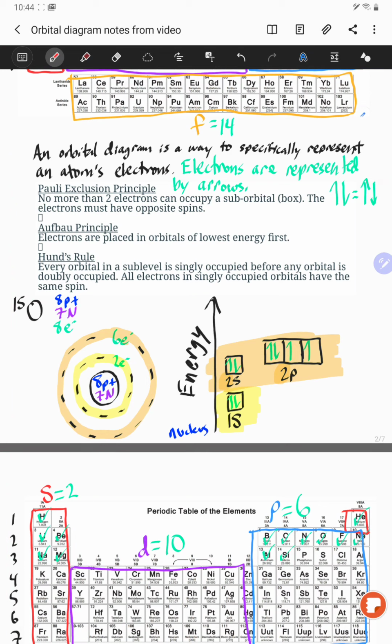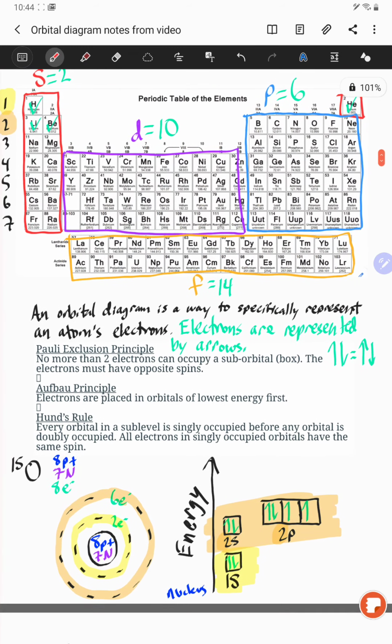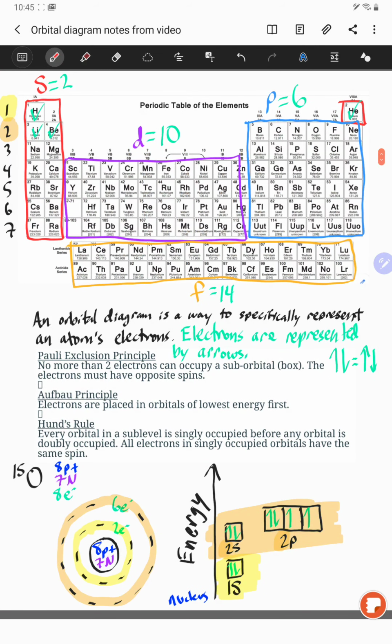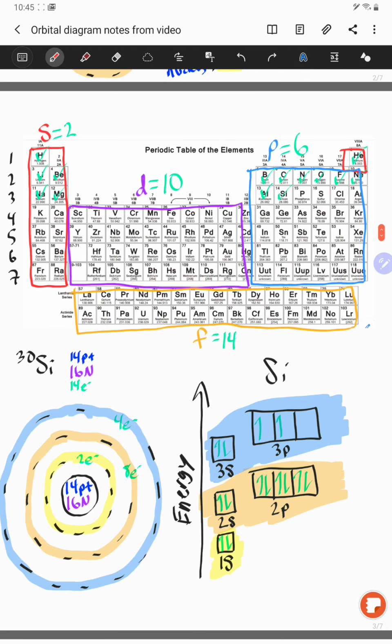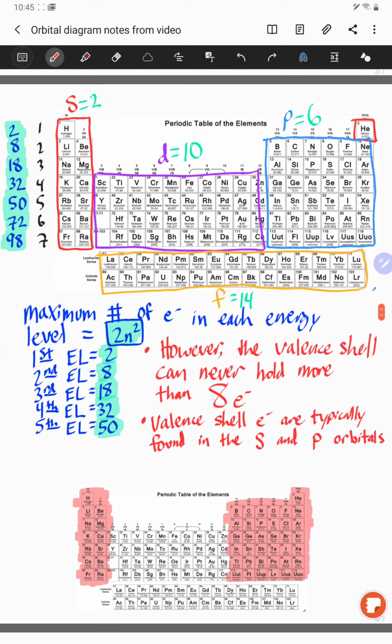And again, an orbital diagram is just a way to specifically represent an atom's electrons, and electrons are represented by arrows. And I might draw my arrows a little bit weird, but they're just arrows, and they represent electrons. We did our orbital diagrams side by side with Bohr models, so that we can double check our answer and see that there's the correct number of electrons on each energy level. So here we have 2, and there's 2 here. Here we have 6, there's 6 here. Here is another example, silicon. And then now we're going to get into the new content.